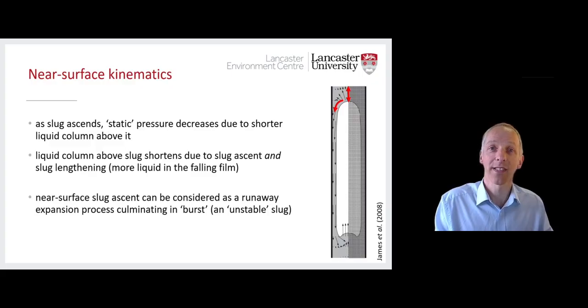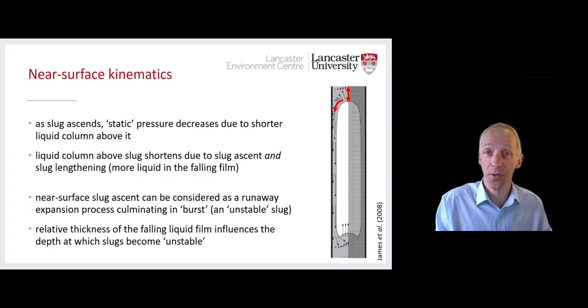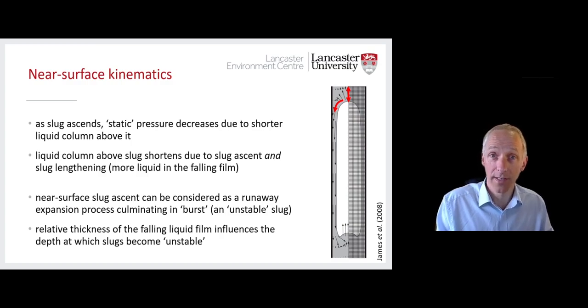One clear factor is how much liquid is being drawn into the falling liquid film. A thicker film will effectively reduce the depth of liquid above the slug more quickly, so might be expected to lead to deeper critical threshold depths. We can non-dimensionalize this by considering the cross-sectional area of the falling liquid film with respect to the cross-sectional area of the gas slug itself.